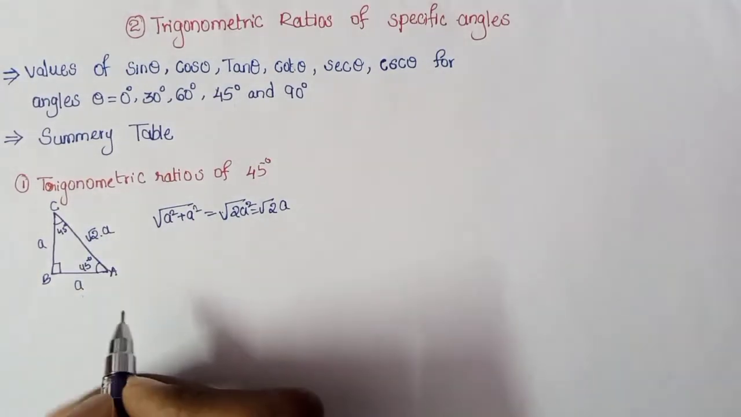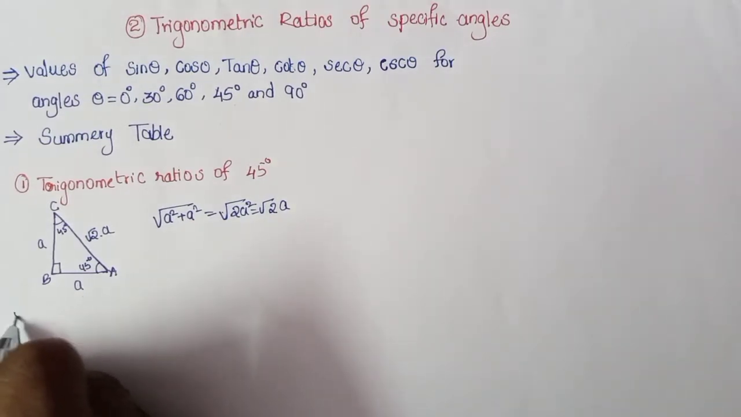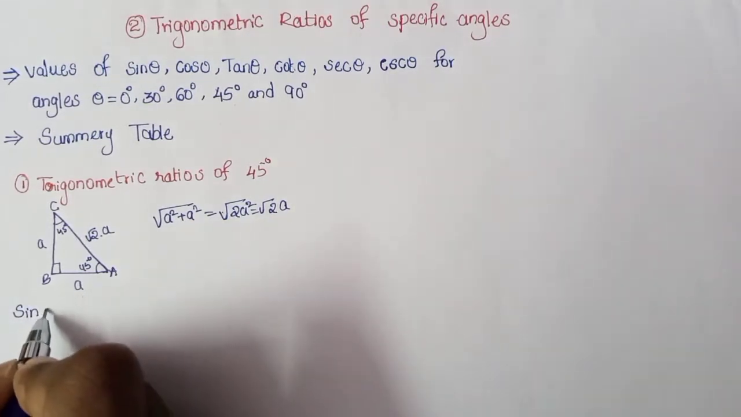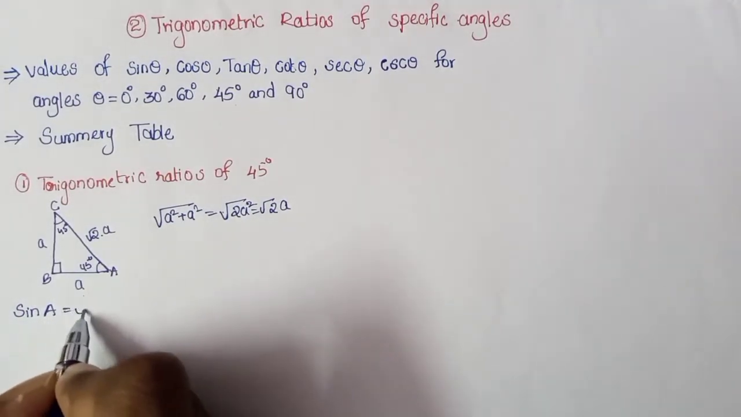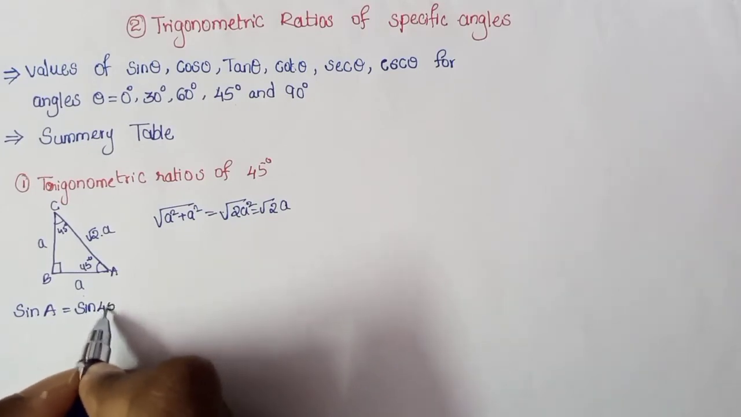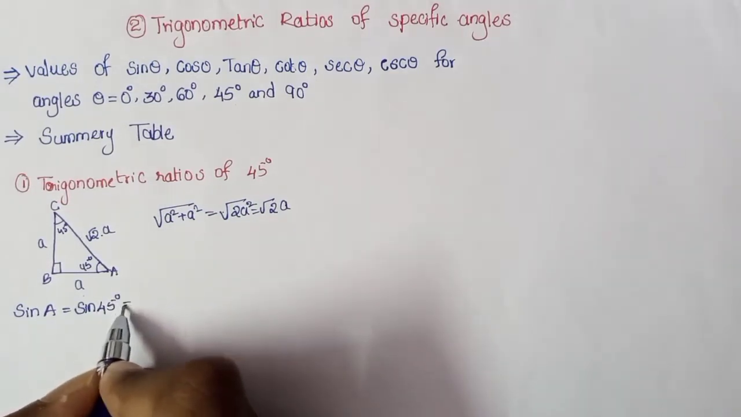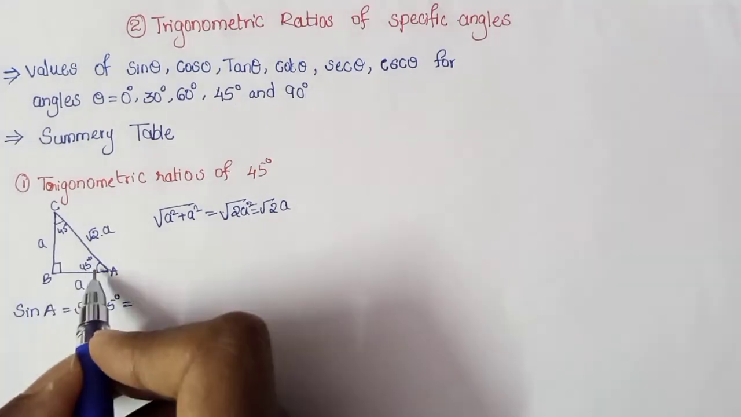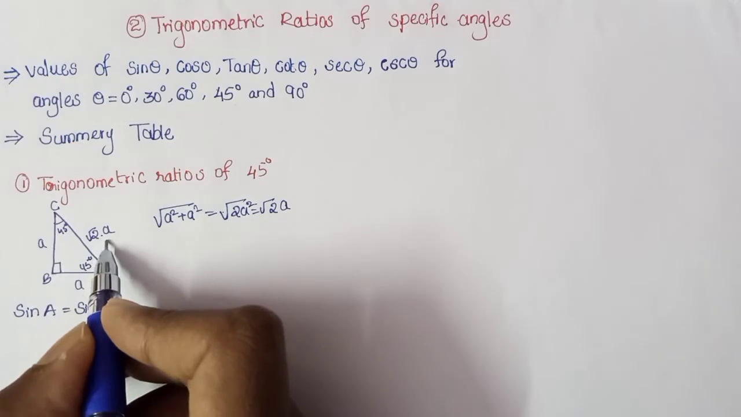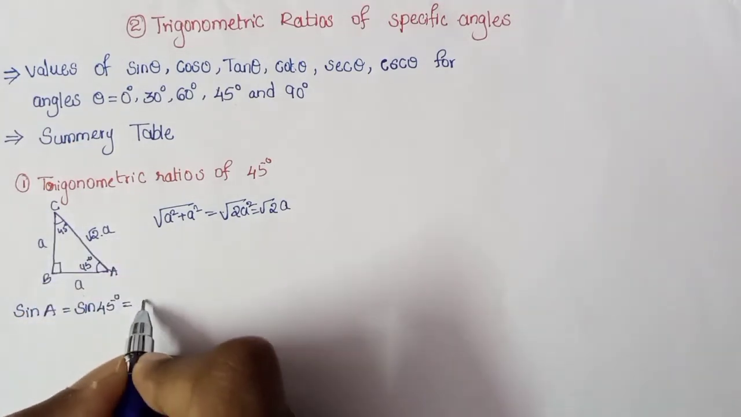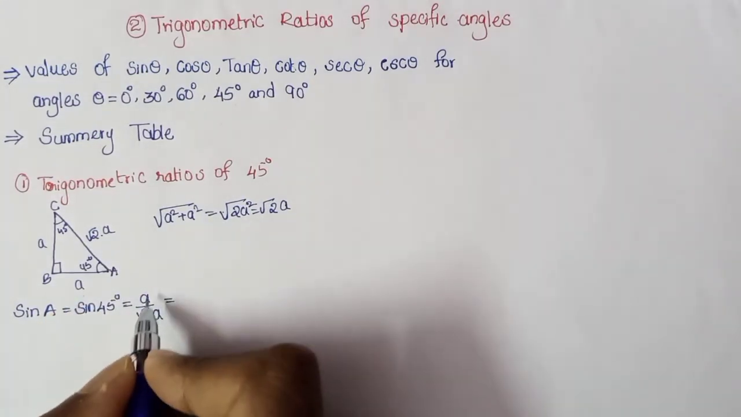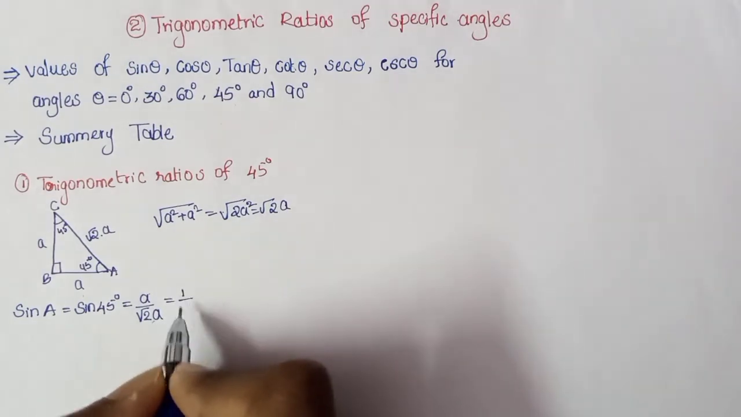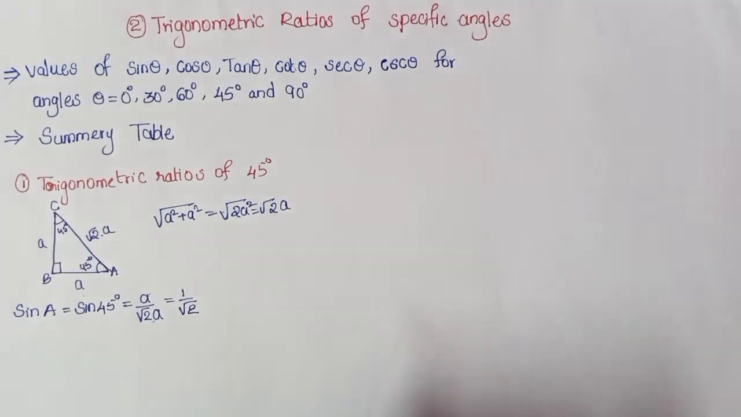First we find sine of angle A, which is obviously 45 degrees. What is the definition of sine? Sine is the opposite side by the hypotenuse. The opposite side is a, and the hypotenuse is root 2 a. So a gets cancelled, and we are left with 1 by root 2. So sine 45 degrees is 1 by root 2.